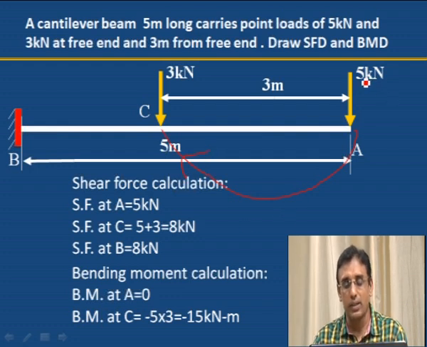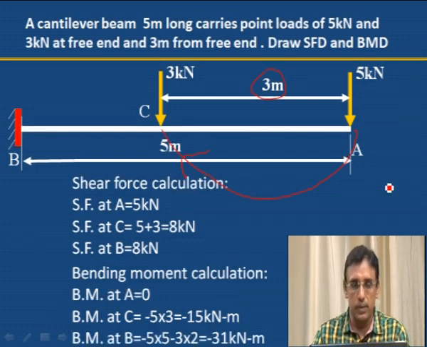5 kilonewton into 3 meter distance. Distance is 3 meter. Moment means force into perpendicular distance. Here force is 5 kilonewton and distance is 3 meter. Minus 5 into 3, because it is a clockwise moment. Minus 5 into 3, minus 15 kilonewton meter.